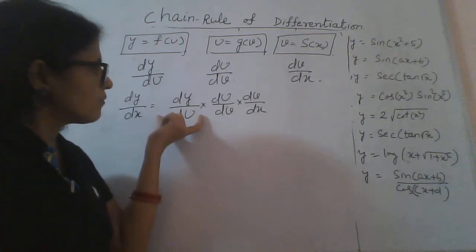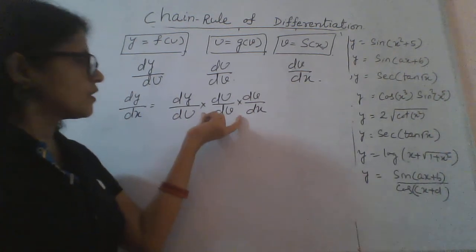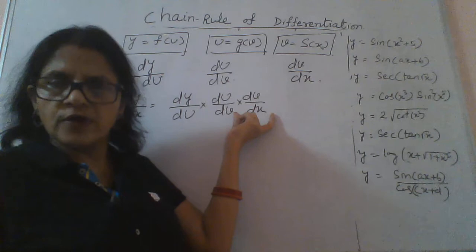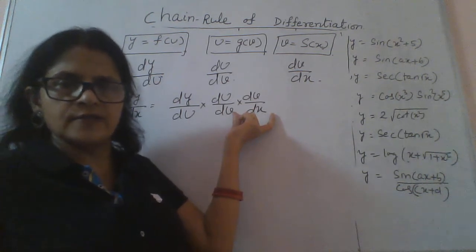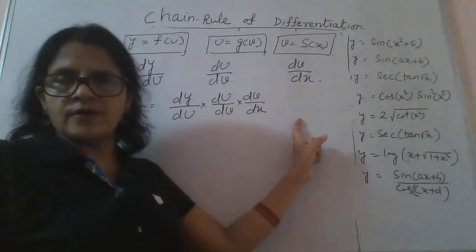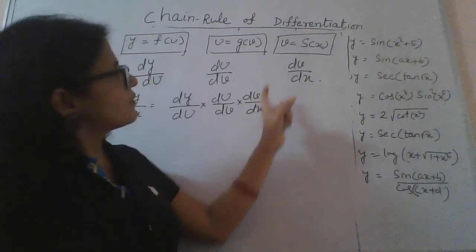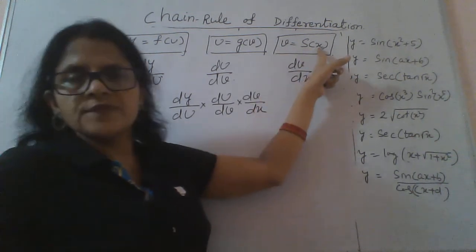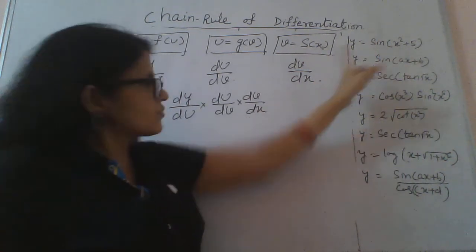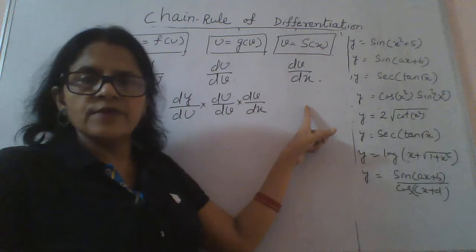Okay, now dy by du into du by dv into dv by dx, this product gives us dy by dx. And if you see, it goes like a chain. So in case v is a function of z, and z is a function of x, then we would have taken one more step.